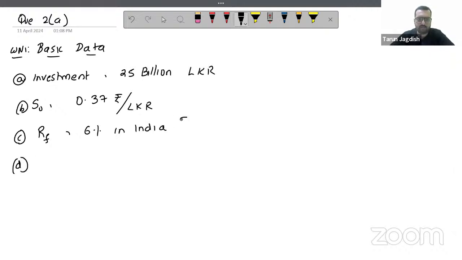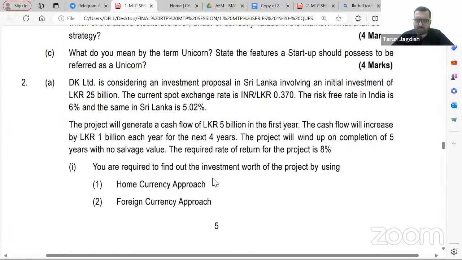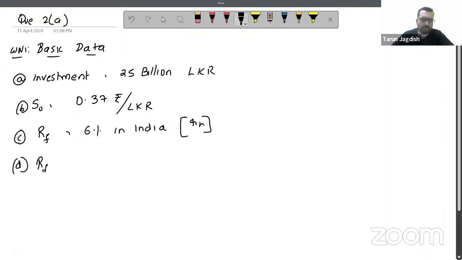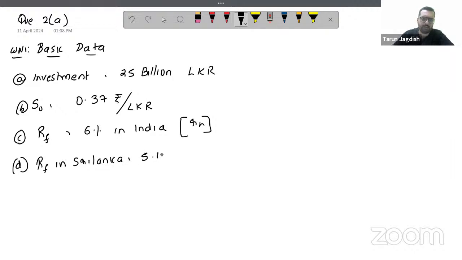6% in India. Now, friend, India will be what? RH or RF? It will be RH. Okay. Next one. Hold on. No, we have not reached there. RF in India is 6%. RF in Sri Lanka is 5.02%. That is what we call it as RF.